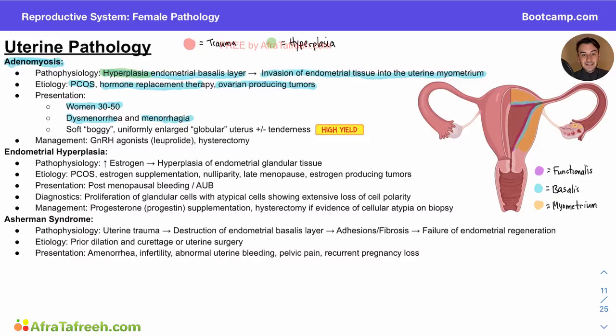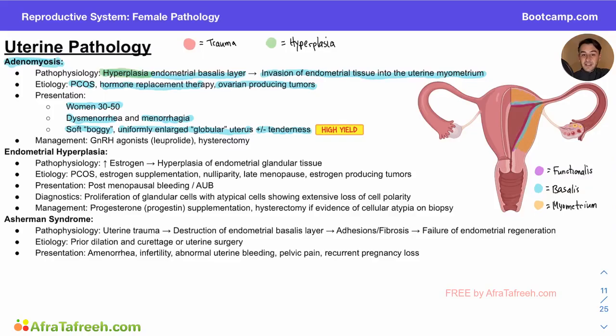Now, here's the highest yield part of this pathology: the description of a soft and boggy, uniformly enlarged globular uterus. This is so high yield. This is how they will describe adenomyosis to you. The histology findings are not as high yield as the physical exam description that I just described. It is so high yield, and we may also present with tenderness in the uterine or pelvic area as well.